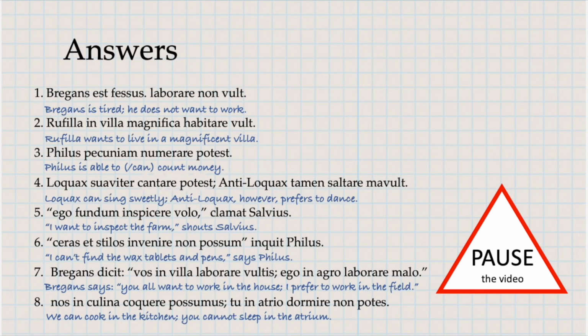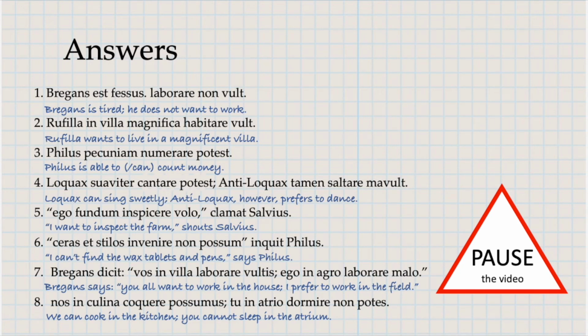So, number 1. Bregans est fessus, laborare non vult. Bregans is tired. He does not want to work. Rufila in villa magnifica habitare vult. Rufila wants to live in a magnificent villa. Philus pecuniam numerare potest. Philus is able to, or Philus can, count money.